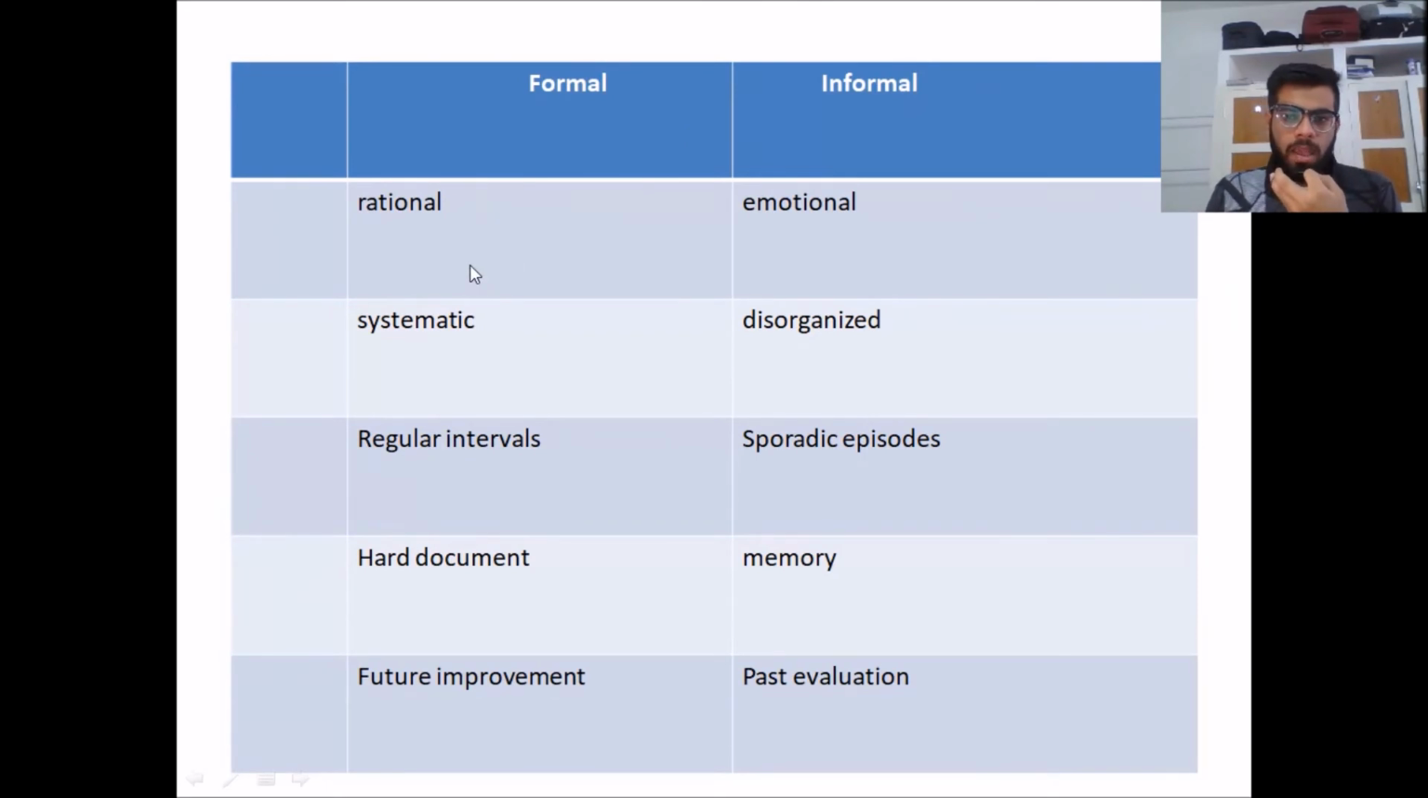In formal planning, the plans are rational, but in informal, it's emotional. It is systematic in formal, whereas disorganized in informal. It can be at regular intervals, whereas informal has sporadic episodes. In formal, it is a hard document, whereas in informal, it is just memory. And talking about improvement, it's future improvement, based upon past evaluation.